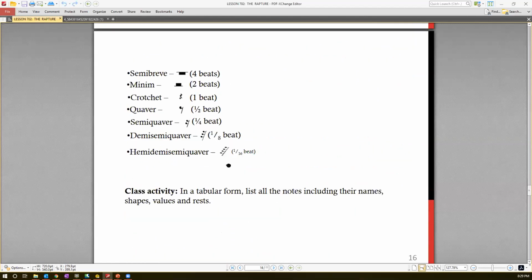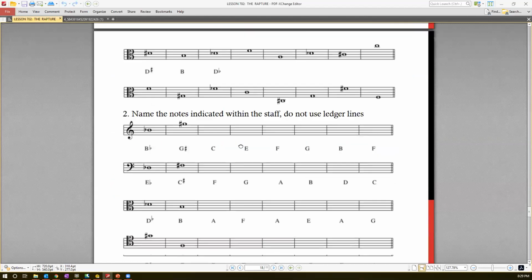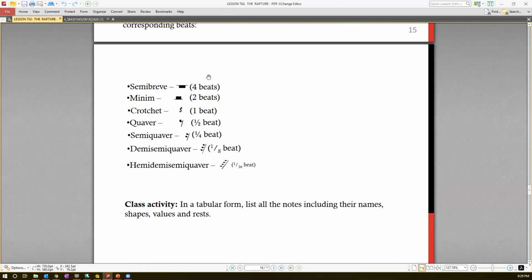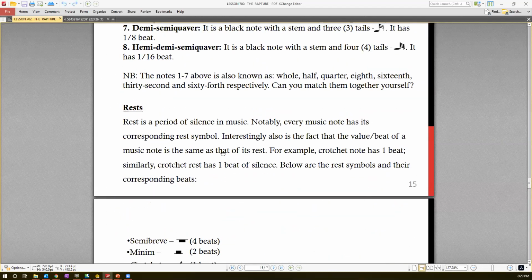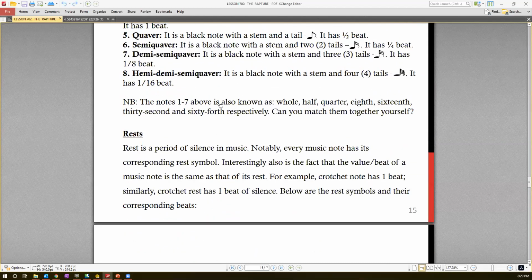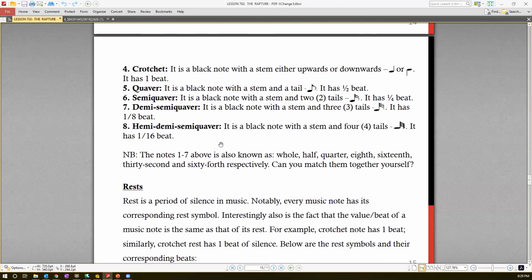Okay, and then we have our assignment. We're going to go more into the details of the rests. Are there any questions so far? Any questions? I do have a question.